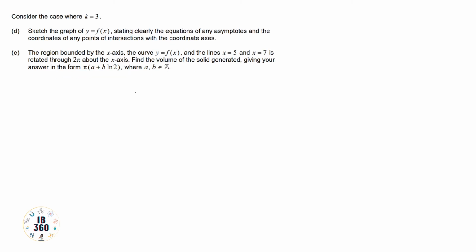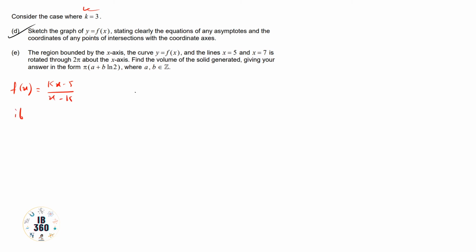Now you can see, sketch the graph of y equals f(x), stating clearly the equations of any asymptotes and the coordinates of any point of intersection with the coordinate axes. So I just need to sketch the graph of y equals f(x), and it is given that k equals 3. So if k equals 3, f(x) is equal to (kx minus 5) divided by (x minus k).